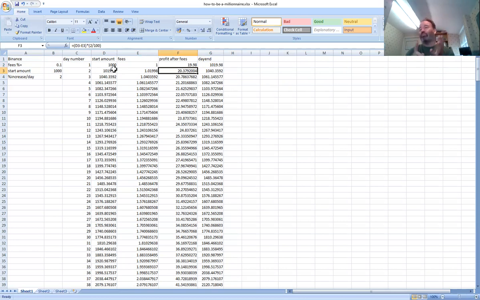So in a nutshell, you're getting charged 0.1% fees at the start of each day on your trading fund, okay? And you want to make 2%. And then at the end of that day, you take that money, that's your money for the next day, and you're going to try and make 2% on that money, okay? And we're going to take our fees off each time. So let's have a look down.